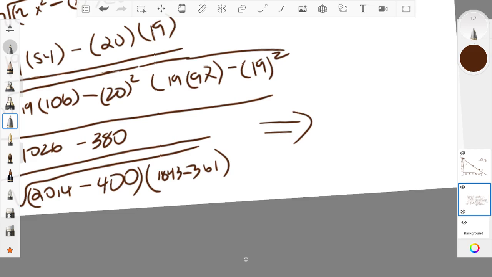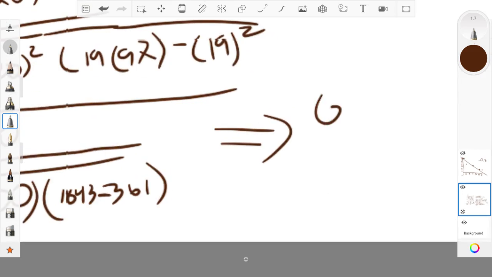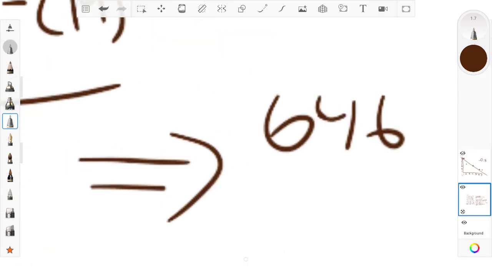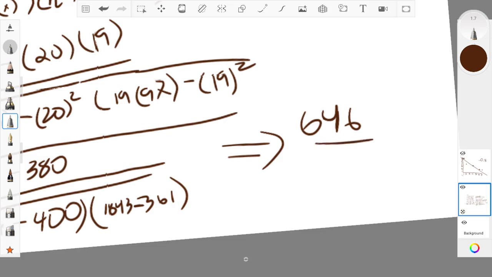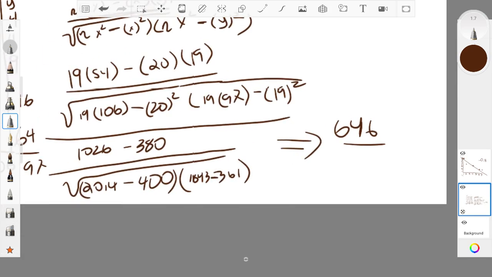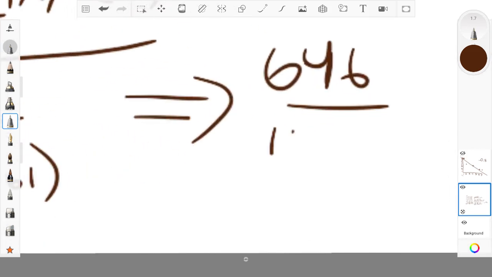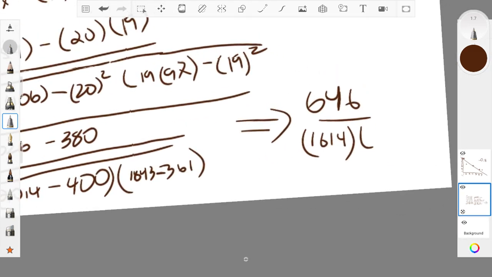Let's do the top layer again first. 1026 minus 380 is 646, divided by 2014 minus 400, which is going to be 1614, times our 1843 minus 361. 1843 minus 361 is 1482.